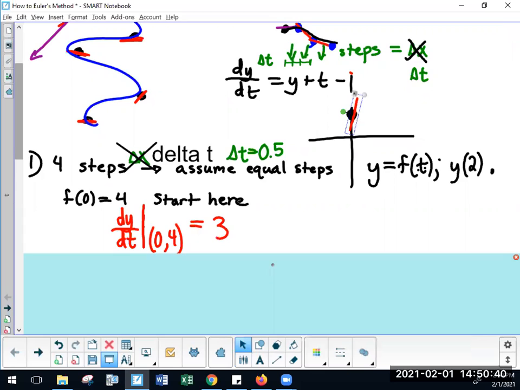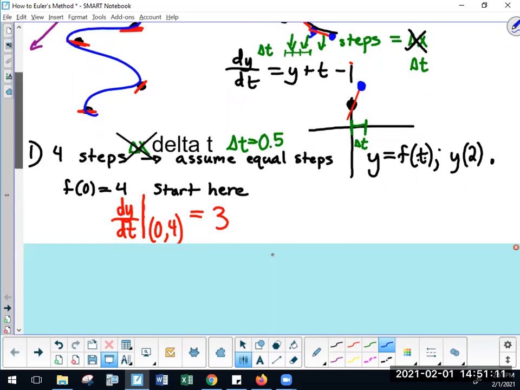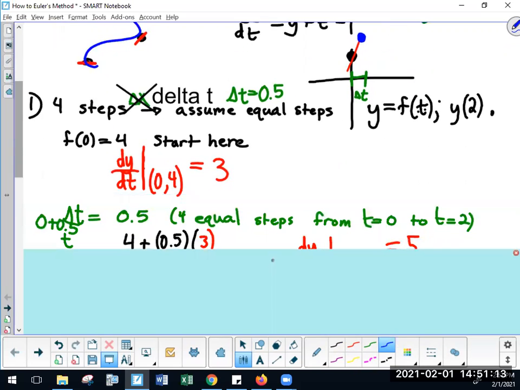So I'm doing that. Okay, so I want a slope of 3, so like that. And I want to do that for 0.5 units, my delta t. Okay, and then at the end of that, that's where I get my new point. So where is the new point located? The new point is located at 0.5.